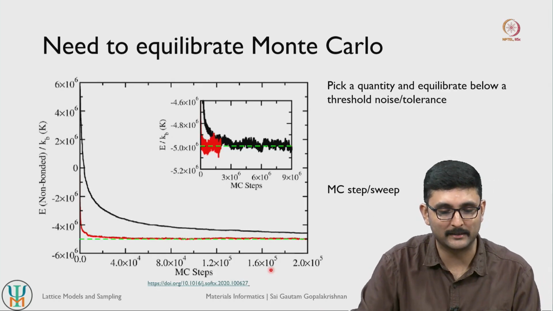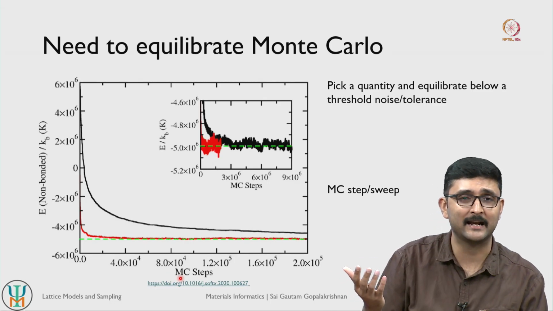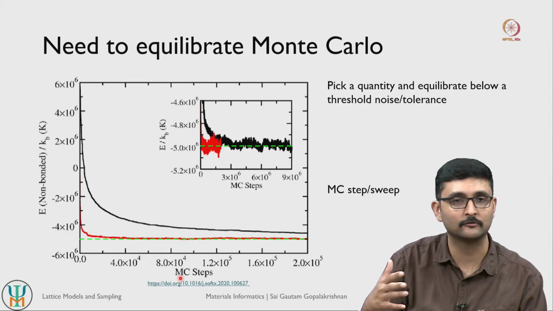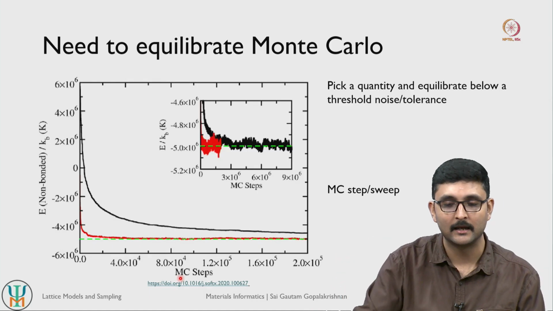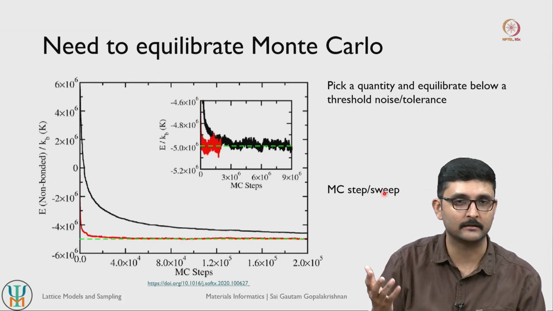Typically, when you think about Monte Carlo steps, the number of steps that you would need to equilibrate can very easily be tens of thousands, very easily hundreds of thousands. In terms of number of sweeps, this will usually be of the order of 1000 or 1500 sweeps.